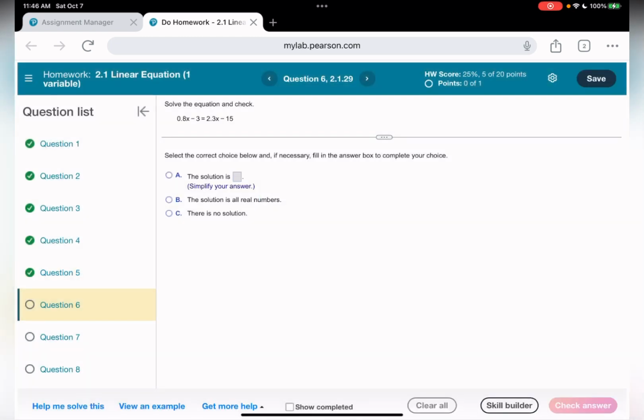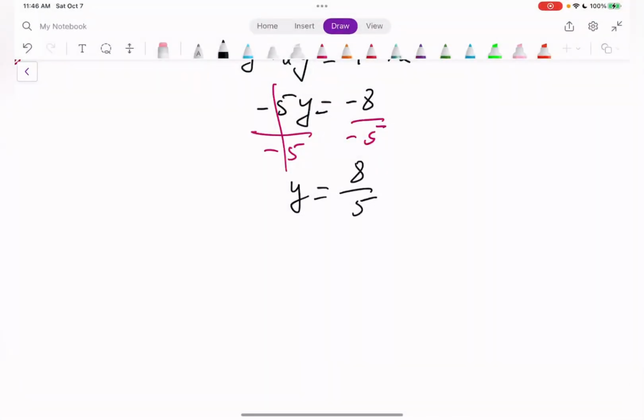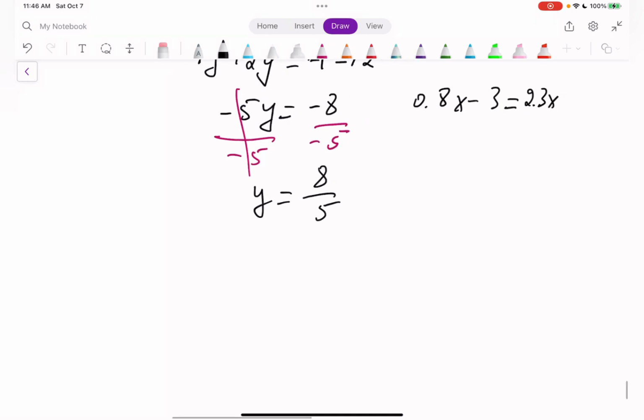Next question. So let me take a picture again. All right, let's solve it. What do I get? 0.8x minus 3 equals 2.3x minus 15.